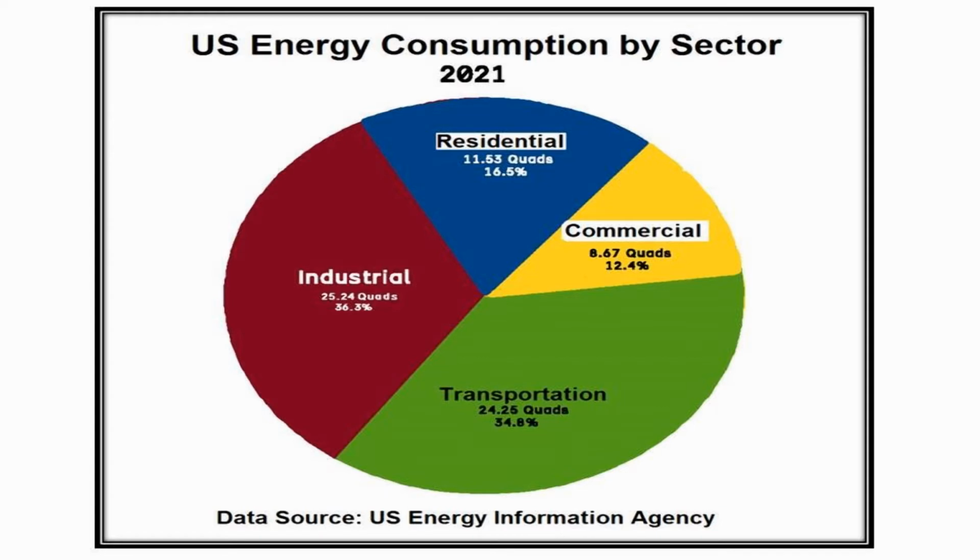This chart shows energy consumption by sector in 2021. Residential 16.5%, 11.63 quads, commercial 8.67 quads, 12.4% of consumption, transportation 24.25 quads, or 34.8% of consumption, and industrial is 25.24 quads, making up 34.3% of consumption.